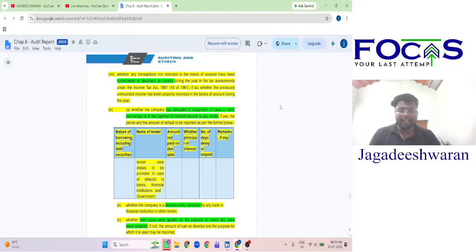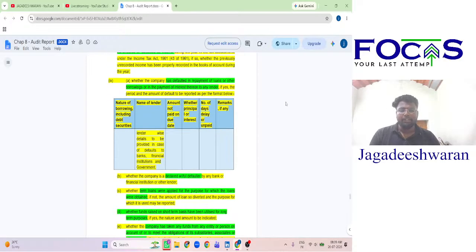Okay, 9th point, whether the company has defaulted in the repayment of loans or other borrowings or in the payment of interest thereon to any lender. If yes, the period and the amount of default to be reported as per the format below. என்ன சொல்றாங்க, கம்பெனி வந்து repayment of loan or else any other borrowings இல்ல அப்படின்னா interest இதுல ஏதாச்சும் default பண்ணிருக்காங்களா ஏதாச்சும் லெண்டருக்கு அப்படின்னு we have to mention. So அப்படி ஏதாச்சும் பண்ணிருந்தாங்கன்னா இந்த ஃபார்மேட்ல கொடுங்கன்னு சொல்றாங்க.